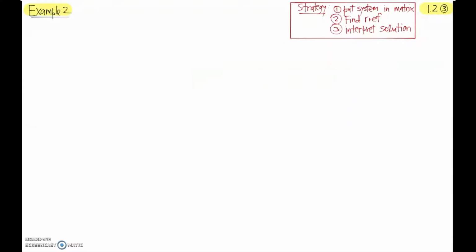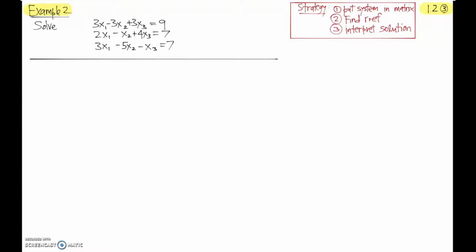So now our strategy is, when we're solving a system of equations, we're going to put the system in a matrix, find the reduced row echelon form, and then we have to interpret the solution. And this is sort of the new thing, especially when we have a dependent system, being able to interpret that solution. Our second example is this one. We're going to solve another system of equations.